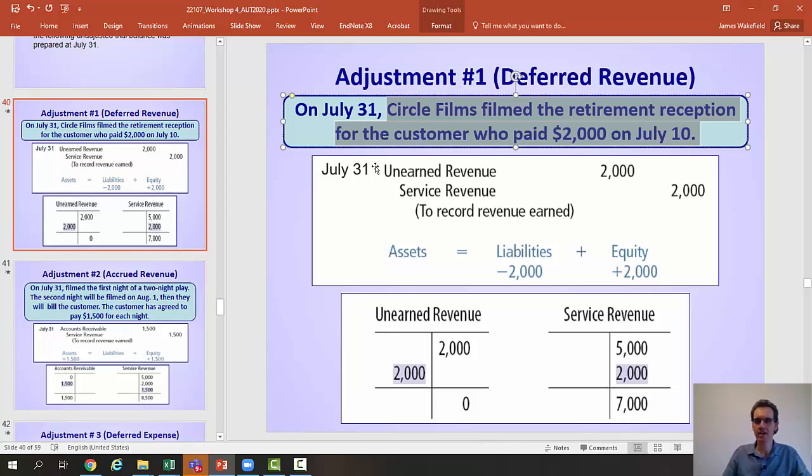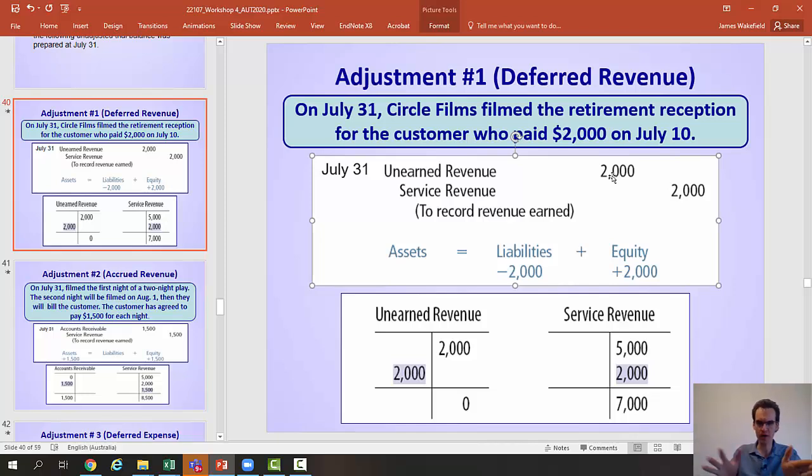They received the cash from the customer on July 10. The end of the financial period for this business is July 31. So accordingly, given that they have earned the revenue prior to the end of the financial period, we need to then recognize that revenue. So in order to do that, we of course credit service revenue for $2,000 and we debit unearned revenue for $2,000.